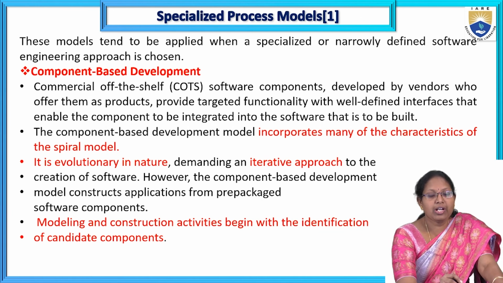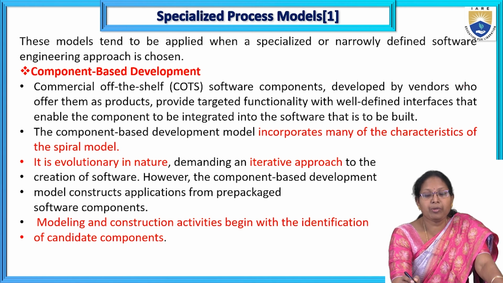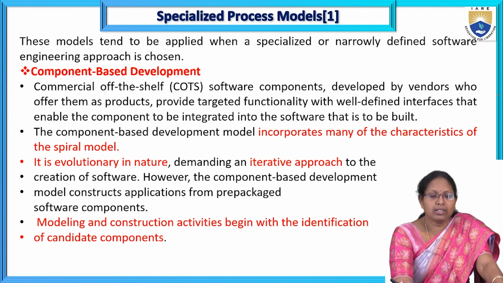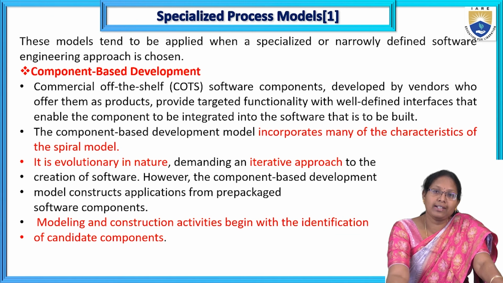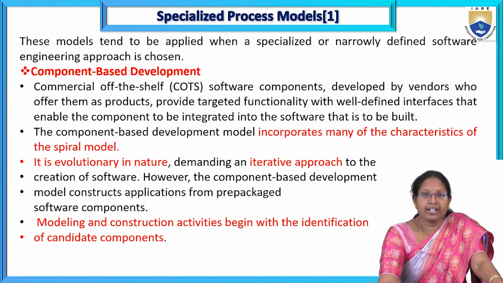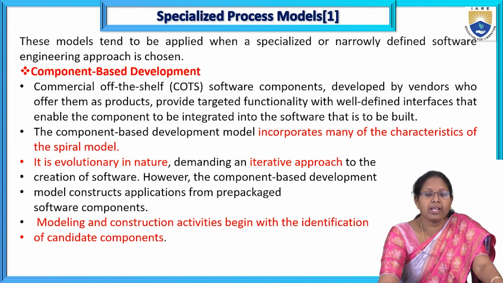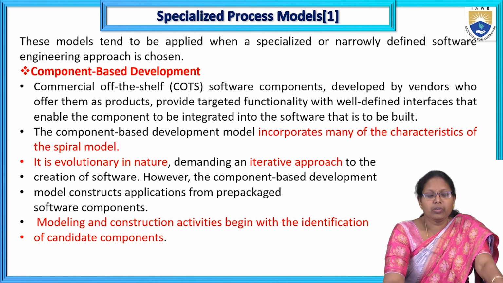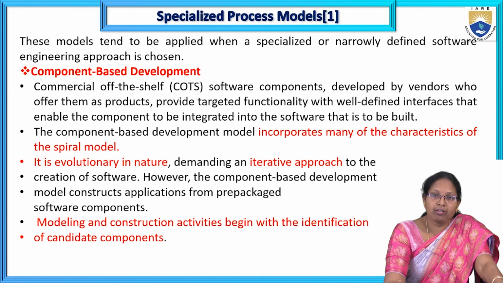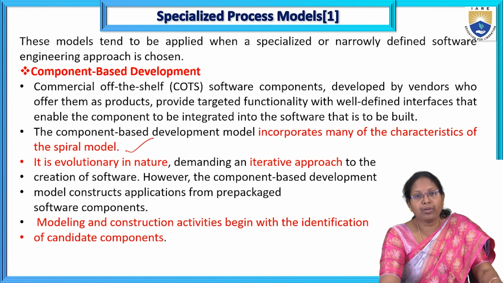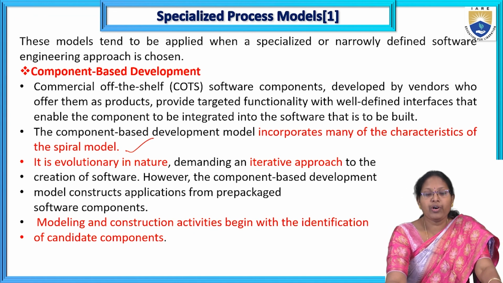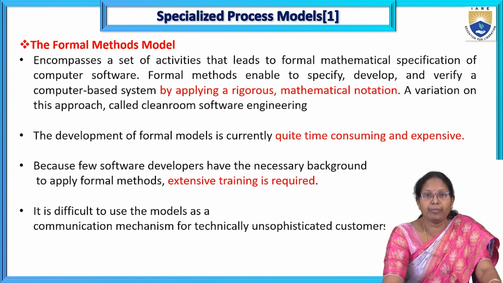That uses commercial off-the-shelf components, software components developed by vendors who offer them as products. Commercial components are collected and put into the architecture, generating and developing the complete product. That is the component based software development model. This type of development follows the spiral model as well as the iterative nature, like the iterative and incremental models, right?